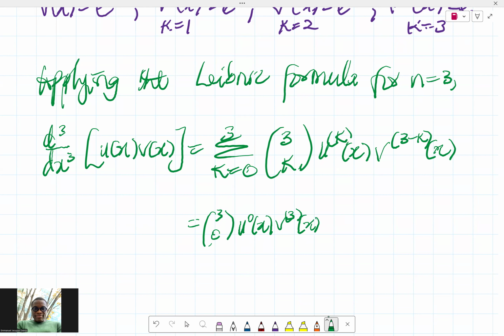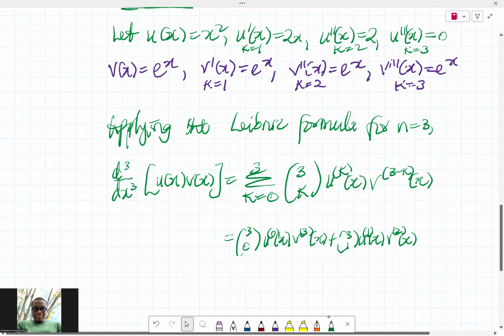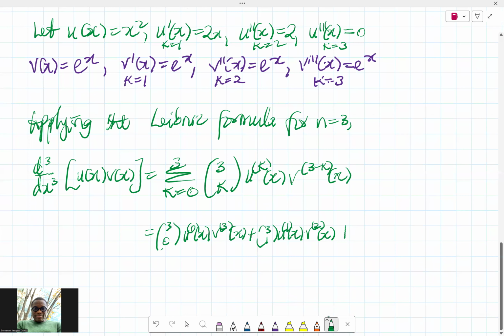And then the next one would be 3 combination 1, first derivative of u, then 3 minus 1, that's the second derivative of v. When you have two strokes, you can put this in brackets too. So then we go on and we have 3 combination 2. Then the second derivative of u multiplied by the first derivative of v.